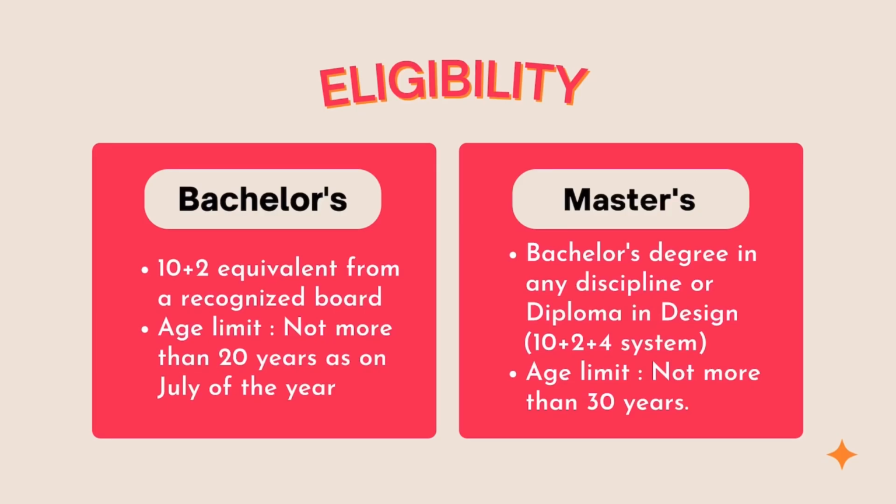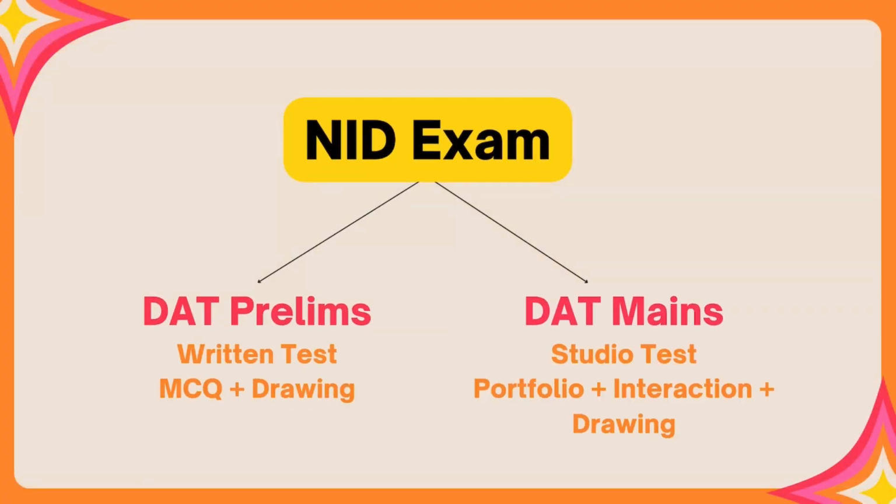Now talking about the eligibility criteria. For bachelors, you need to be 10 plus 2 equivalent from a recognized board, and the age limit is that you should not be more than 20 years as on July of the year. And for master's program, you should have a bachelor's degree in any discipline or a diploma in design. So it follows a 10 plus 2 plus 4 system, and the age limit is that you should not be more than 30 years.